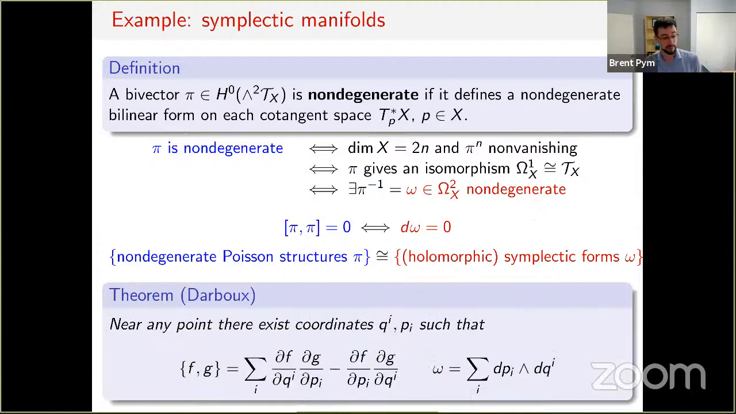And now one of the first things you learn in symplectic geometry is that there's a local normal form for symplectic structures. So near any point in the manifold, you have a symplectic structure, and there have to exist these nice canonical coordinates, q and p, where the Poisson bracket takes on the very simple form like a cotangent bundle. And dually, the 2-form is just the sum of the dp's wedged to the dq's. This is the classical Darboux theorem.